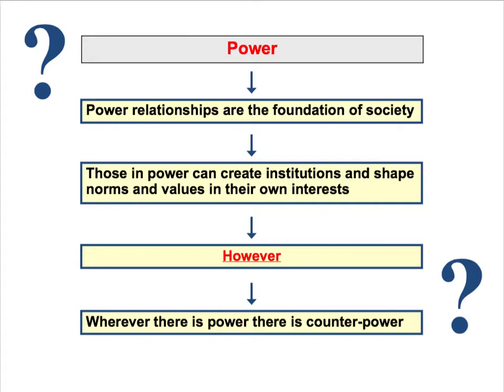However, Castells argues that even in those societies where power appears to be highly concentrated, there's always the existence of counterpower. Or in other words, wherever there is domination, there is also resistance to domination. And therefore, social institutions are always the result of these constant power struggles.